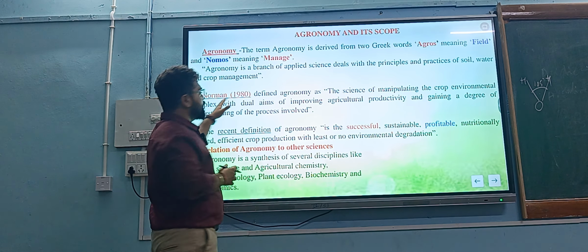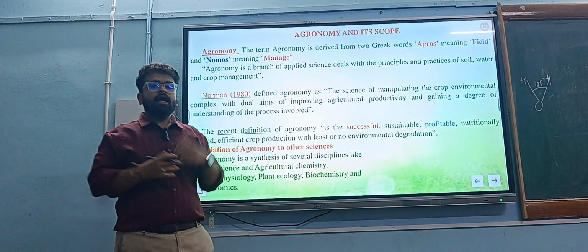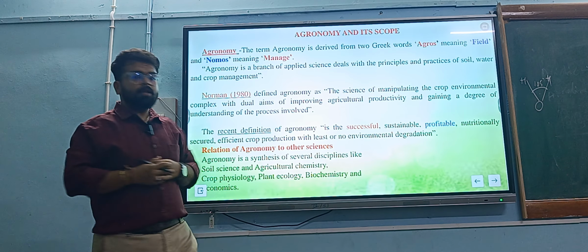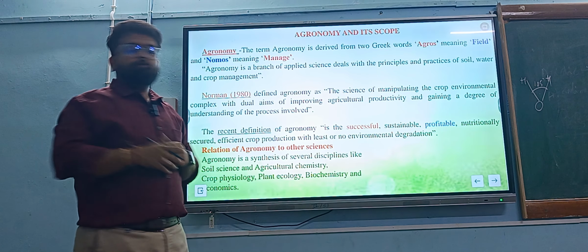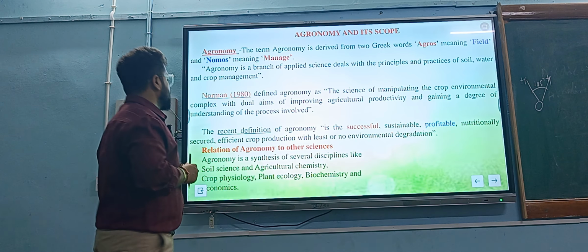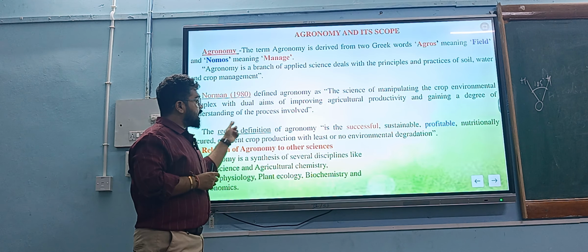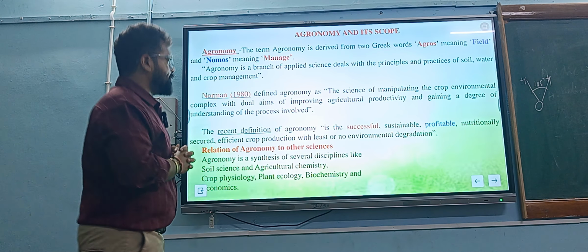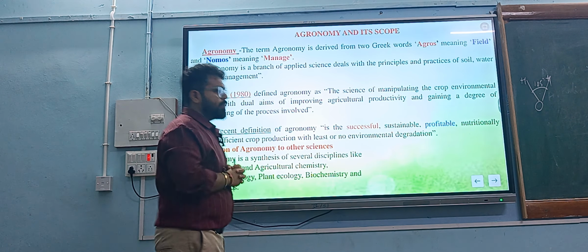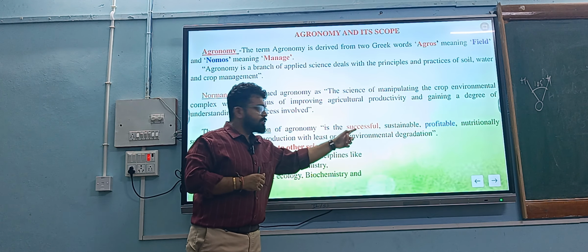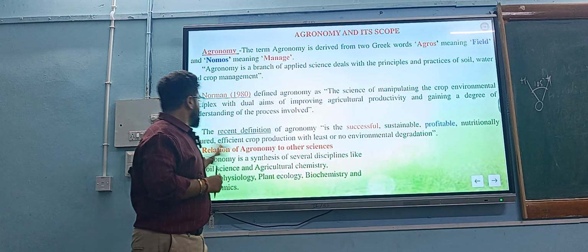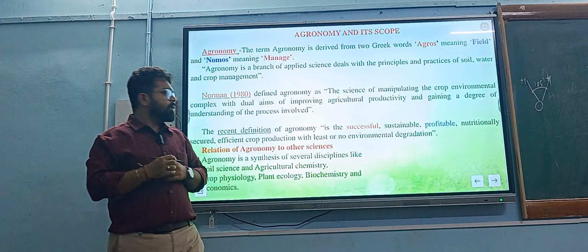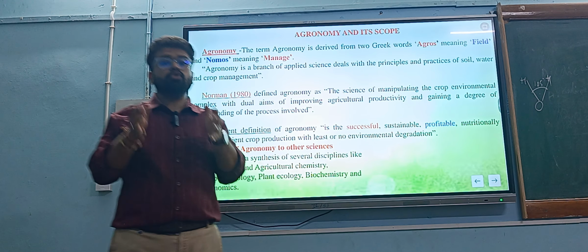See, it was Norman in the year 1980 who defined agronomy as a science of manipulating the crop environment complex with a dual aim. First, improving the agriculture productivity, and second, understanding the process involved. This was a scientific definition given by Norman in the year 1998. So the recent definition of agronomy is a successful, sustainable, profitable, nutritionally secured, efficient crop production with least or no environmental degradation.